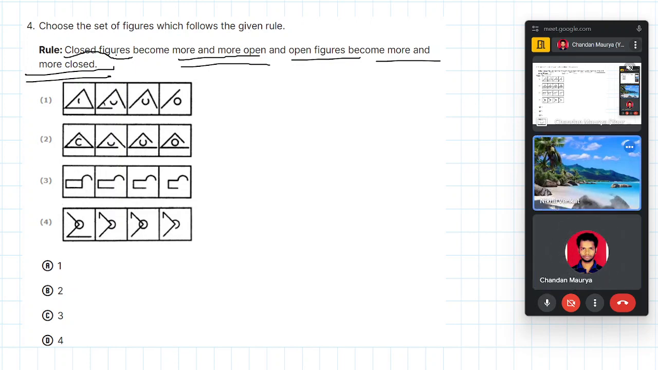Question number four. One second, let me just see if I can change the camera setting.